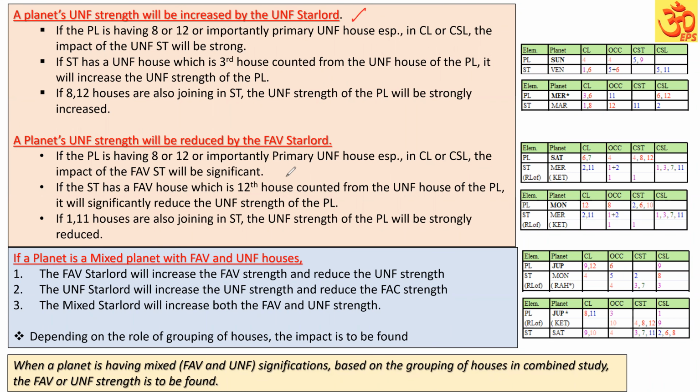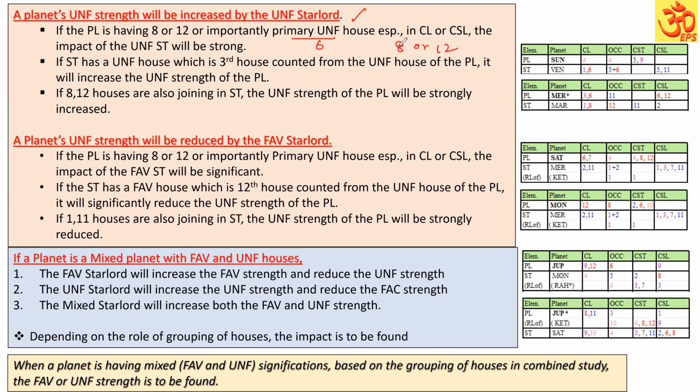In that, if the planet is having unfavorable houses, out of the unfavorable houses, the 8th house or 12th house, or importantly, the primary unfavorable house, for example, for the event of marriage, it is the 6th house. If the planet is having either the 8th house or 12th house, because the 8th house and 12th house are basically obstacle causing houses or trouble houses to the Lagna, the planet is 8th lord or 12th lord.